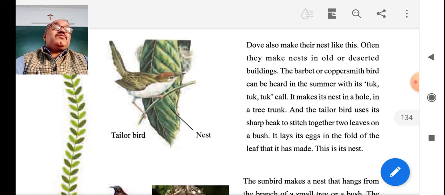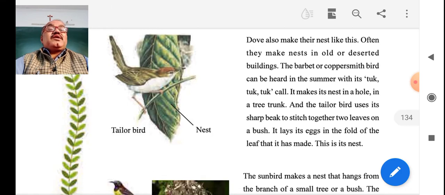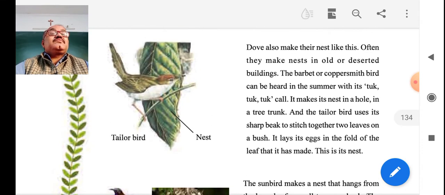Tailor bird and weaver bird's nest. Tailor bird and weaver bird have different nests. They like the place where they can use their sharp beak to stitch together two leaves on the bush and put the eggs in the fold of leaves, so it has made the nest.